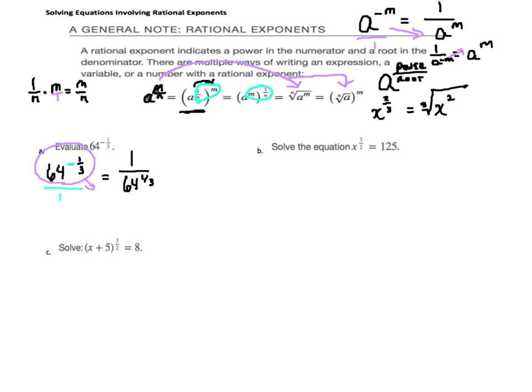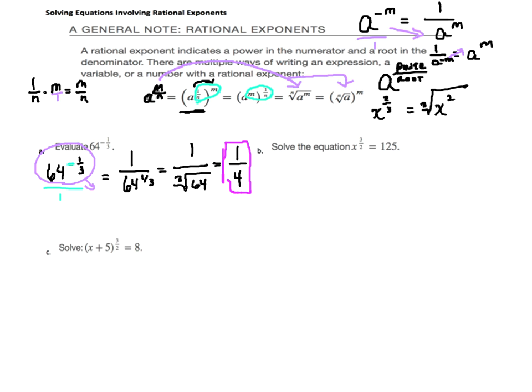My brain works in roots much easier than rational exponents for some reason. So with this one, I am going to change that to 1 over the cube root of 64, and it's raised to the understood first power. So the cube root of 64 is 4, because 4 times 4 is 16 times 4 is 64. So what I end up getting is 1/4 here as my answer.